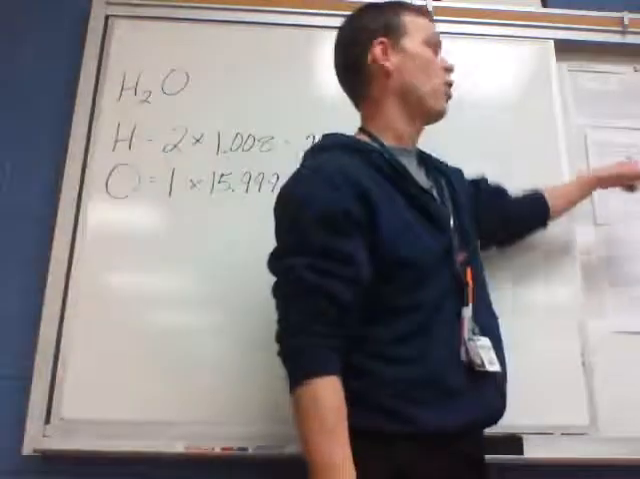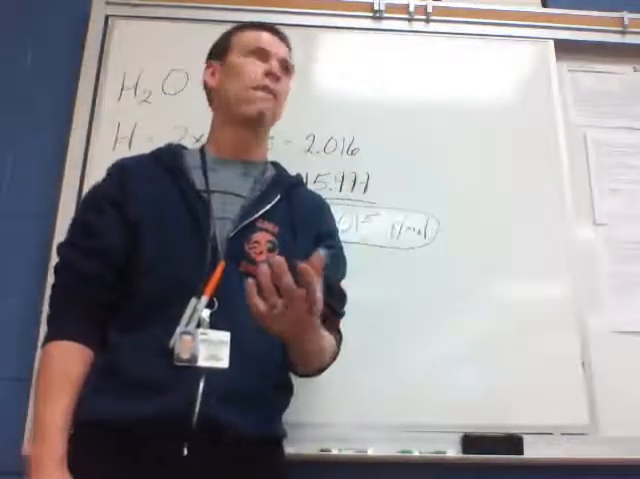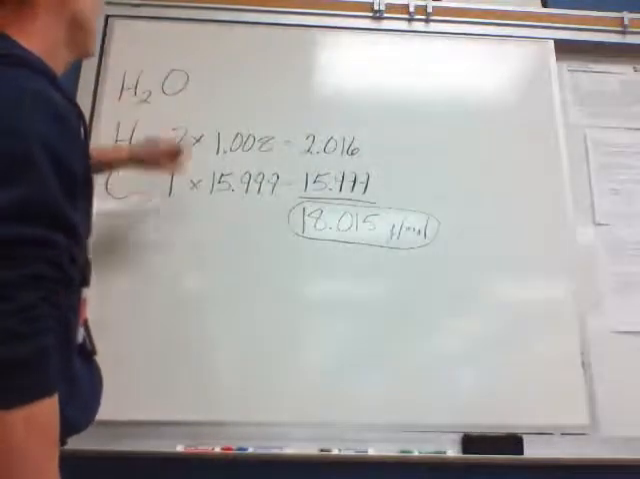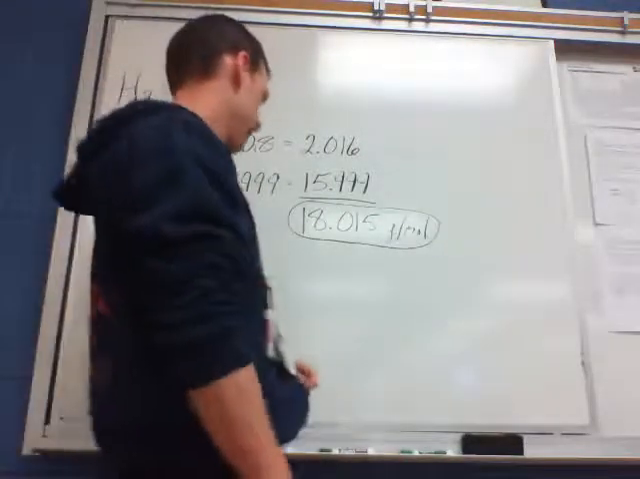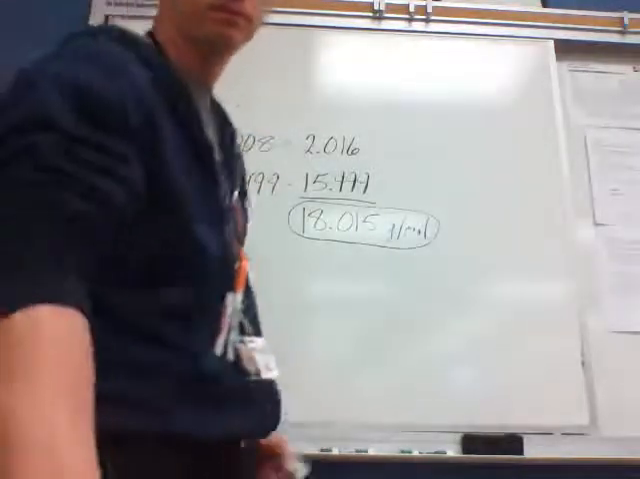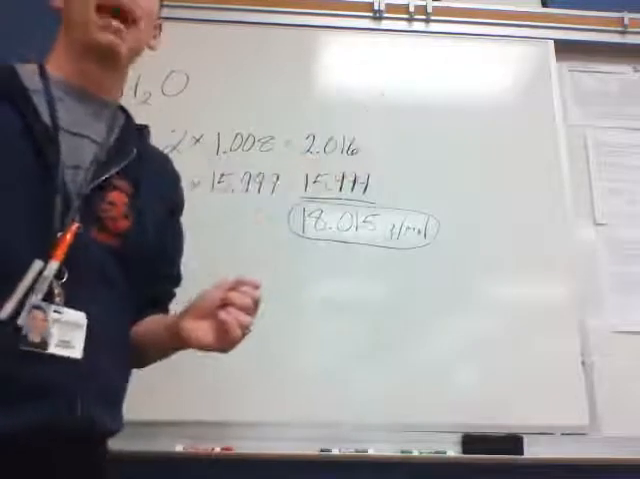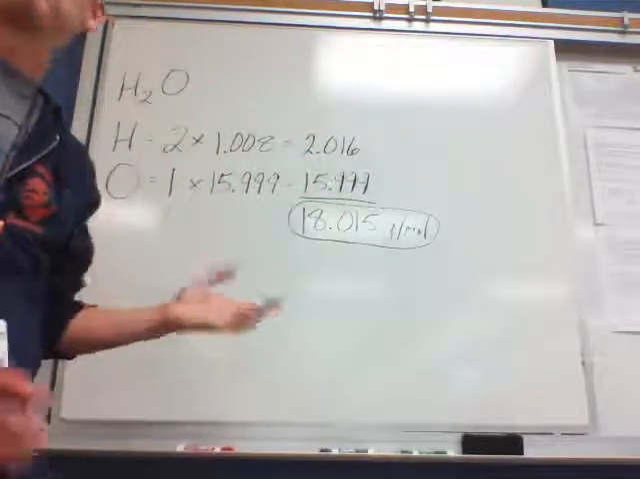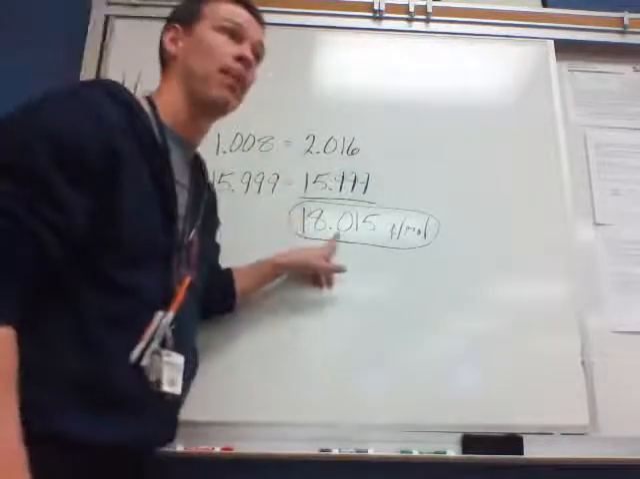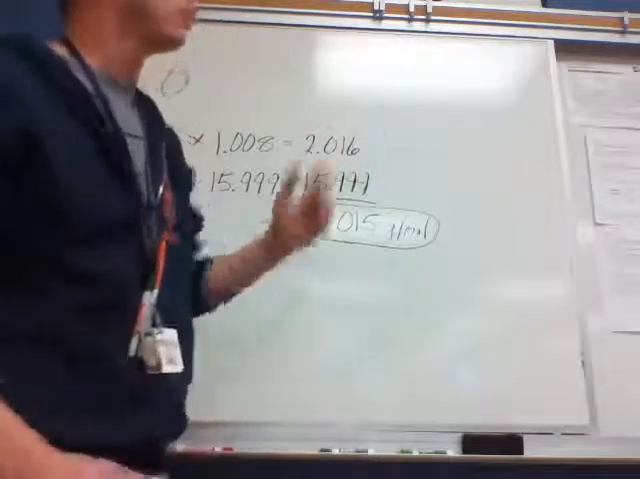If you go to the next section on your cheat sheet, it tells you how to find percent composition. We're going to see what percentage of water is hydrogen and what percentage of water is oxygen. And again, it's got steps listed there for you. Step 1 says find molar mass. That's what we just did. You can't find percent composition without first getting that number, the molar mass. So let's move to step 2.